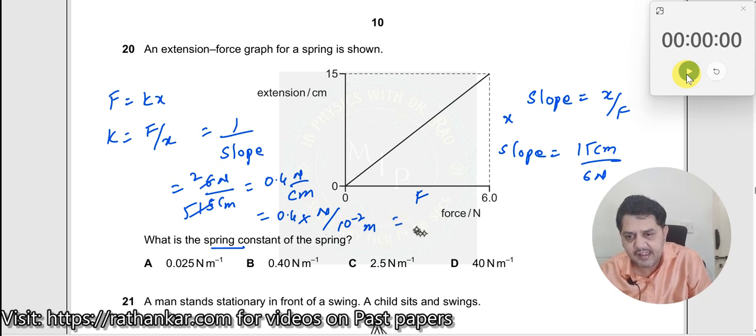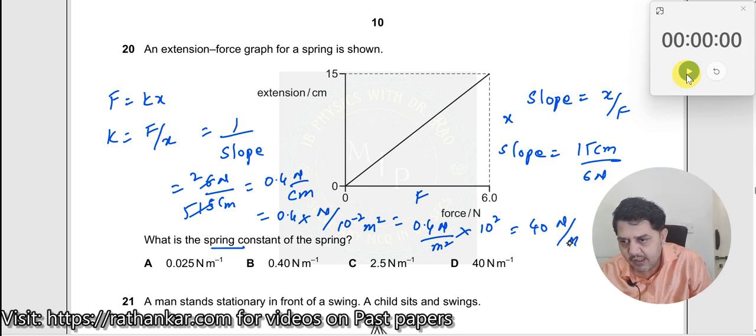So based on this, I can now write 0.4 Newton per meter, and this 10 to the power minus 2 goes upwards, this becomes 10 squared. This should be equal to 40 Newton per, what did I do? Oh, I'm sorry, this is meter only, not square meter, Newton per meter. 40 Newton per meter, answer is D over here.